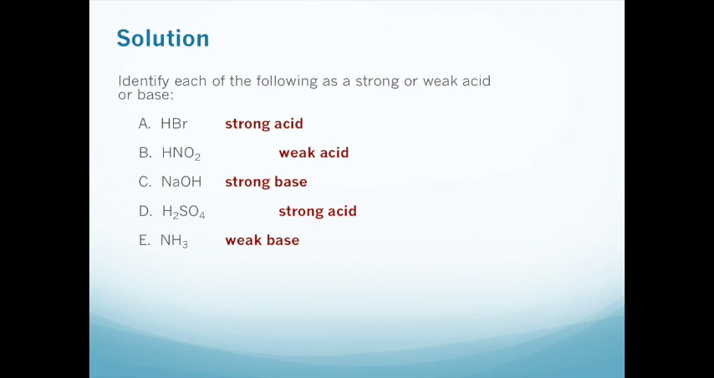So HBr is a strong acid because it is one of the halides. HNO2 is a weak acid. Sodium hydroxide is a strong base. H2SO4 is a strong acid, and NH3 is a weak base.